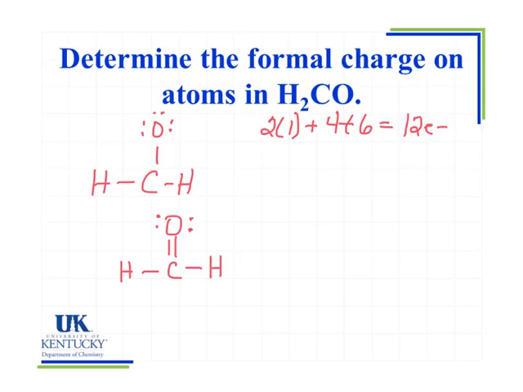Well, for hydrogen it has a duet. So now that gives me the Lewis structure for H2CO, and I can use that now to find the formal charges. So now I need to look at each atom to determine the formal charge on each of these atoms.